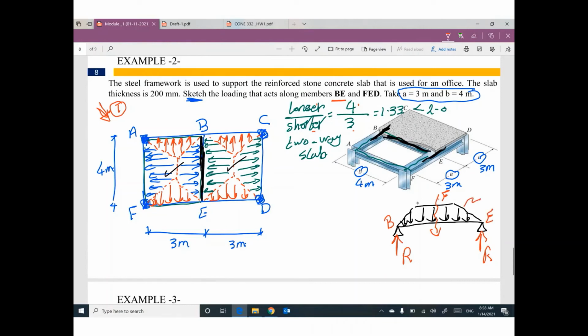And this one is two trapezoids. It's not one, two. One from this side and one from the other side. We need to figure out what's going on with beam FED.